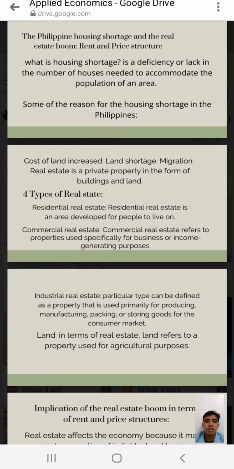Commercial real estate refers to properties used specifically for business or income-generating purposes. Industrial real estate can be defined as property that is used primarily for producing, manufacturing, packing, or storing goods for the consumer market. Lastly, land refers to property used for agricultural purposes.